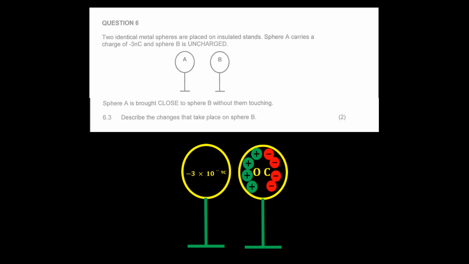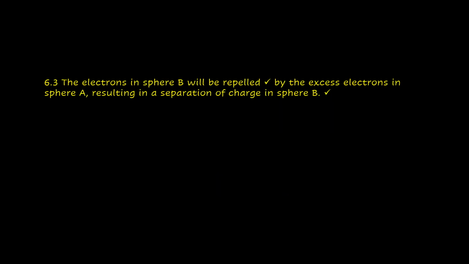And this will result in a separation of charge in sphere B. So we will have a situation where the side of sphere B closer to the negatively charged sphere A will be more positive because all of the electrons would have been repelled towards the other side of sphere B. Therefore, the electrostatic force, that force of repulsion, will cause the electrons in sphere B to be repelled by the excess electrons in sphere A.